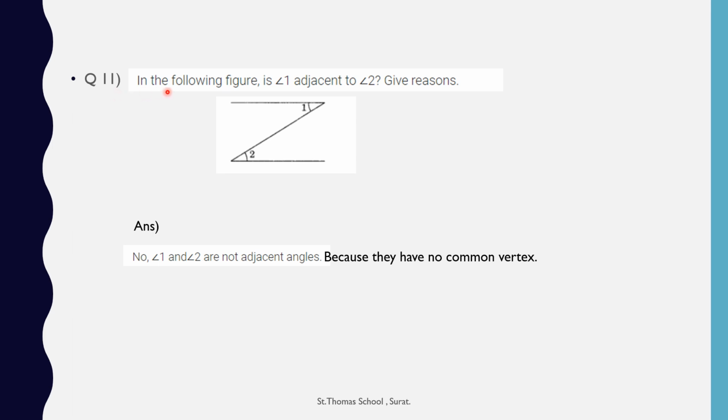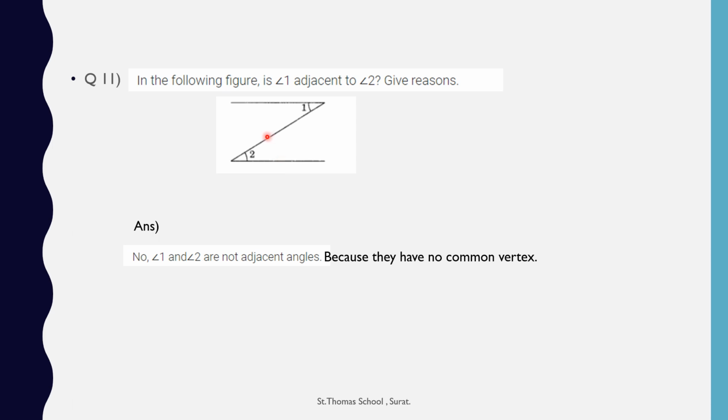Question number 11. In the following figures, is angle 1 adjacent to angle 2? Give reason. So they are asking, can we say angle 1 and angle 2 are adjacent angles? So just recall what you studied about adjacent angles. Two angles are adjacent angles when they have a common vertex, they have a common arm, and non-common arms are on either side of the common arm. Three conditions are there. You have to check one by one.